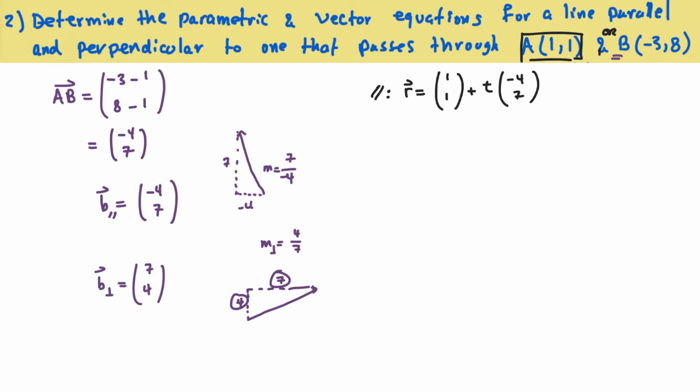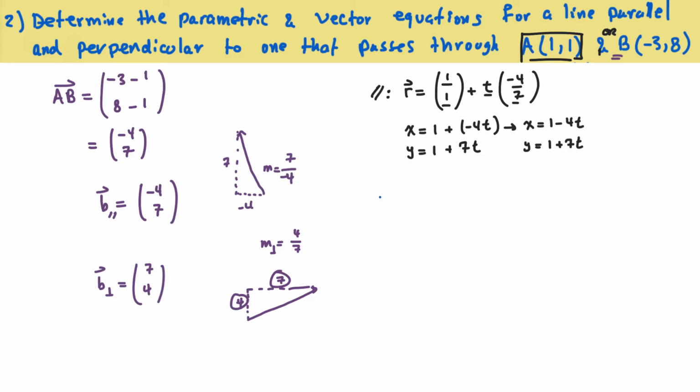And we can turn this into a parametric equation by writing x is equal to the point here plus t times negative 4, which is negative 4t. And y is equal to this point here, 1 plus t times 7, which is 7t. I do want to simplify this. x is equal to 1 minus 4t, and y is equal to 1 plus 7t, and that is our parametric equation.